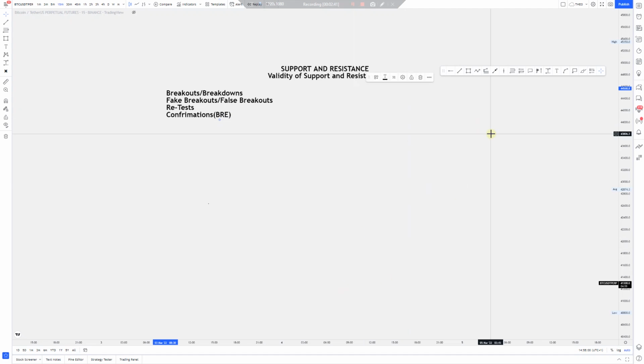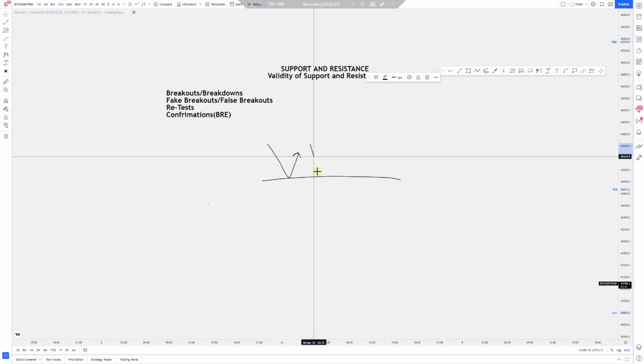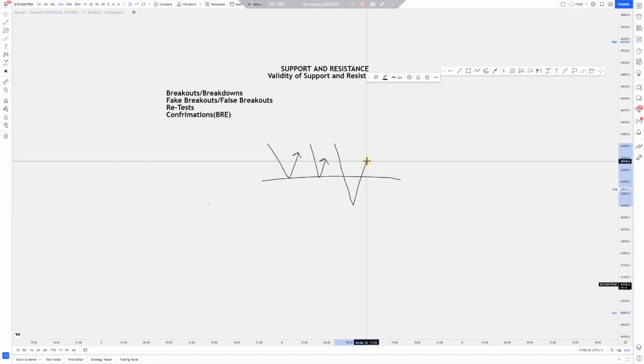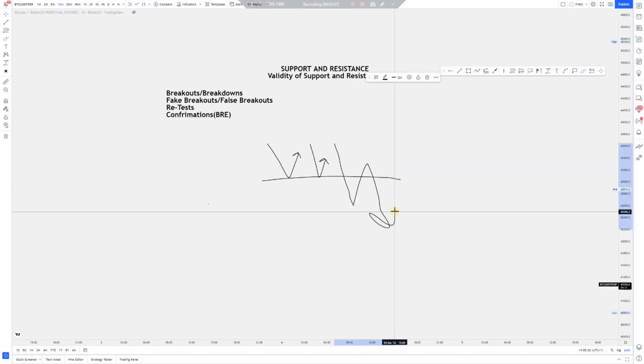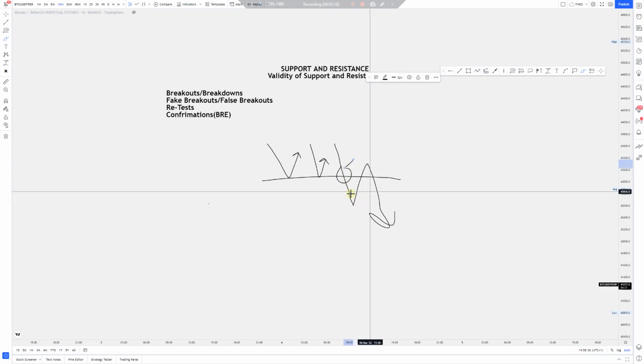Now, let's start with breakout. What is a breakout or what is a breakdown? A breakout is when price expands away from a level of support and resistance. If we have support here, price goes up, we have support here, price goes up, and all of a sudden price breaks support and doesn't go up anymore but starts going down. We consider this area to be a breakout area. Okay, that is what breakouts are all about.